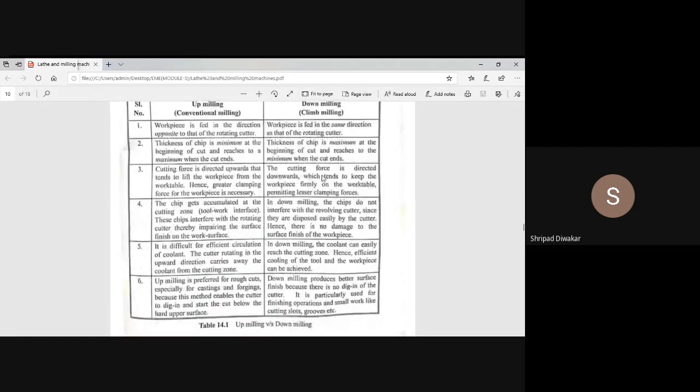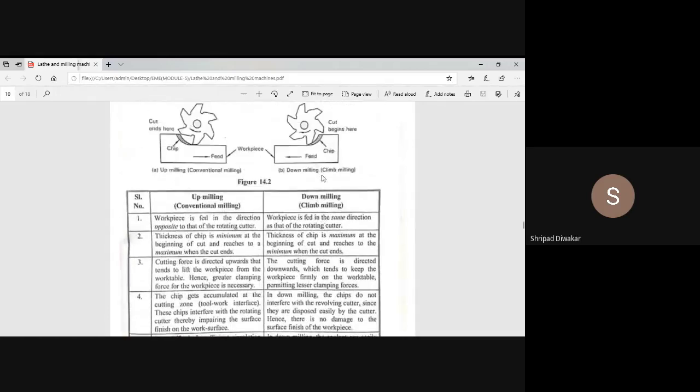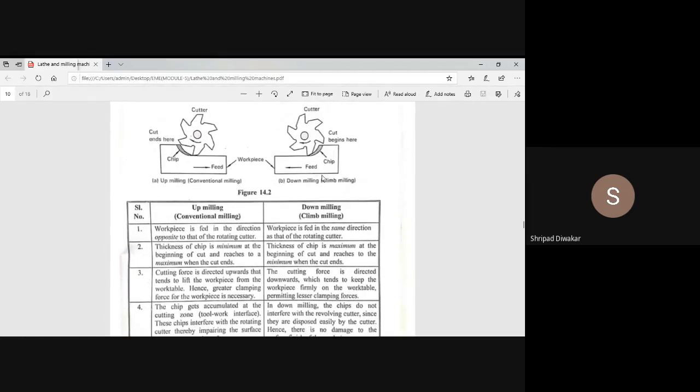Okay, and last one. Because the surface finish is not so high, up milling is usually preferred for rough cutting. Only for a rough finishing process is up milling preferred. On the other hand, in down milling the surface finish is high, hence it is preferred for a good surface finish. So these are the 5 to 6 differences between up milling and down milling.